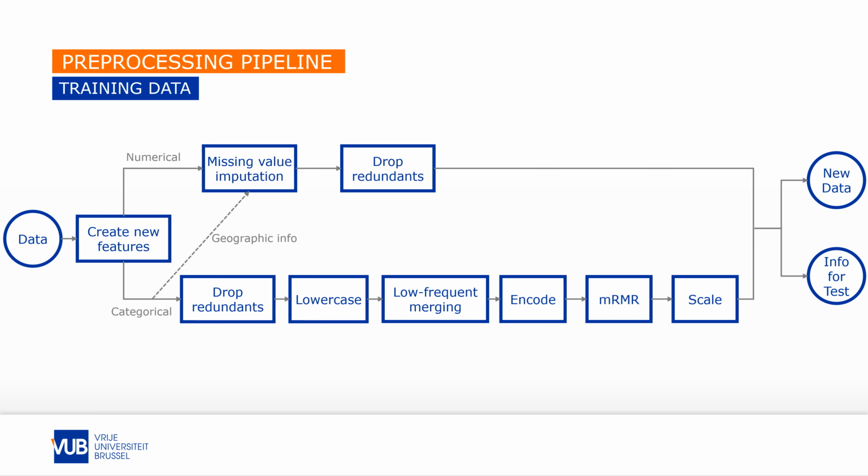We also have two output objects: the pre-processed training data and an information object for pre-processing test data later on. This object contains scaling information, means, etc. from the training data. Also, our pipeline is somewhat configurable, since one-hot encoding, MRMR, and scaling are optional parts. For this part of the project, we tested multiple models.